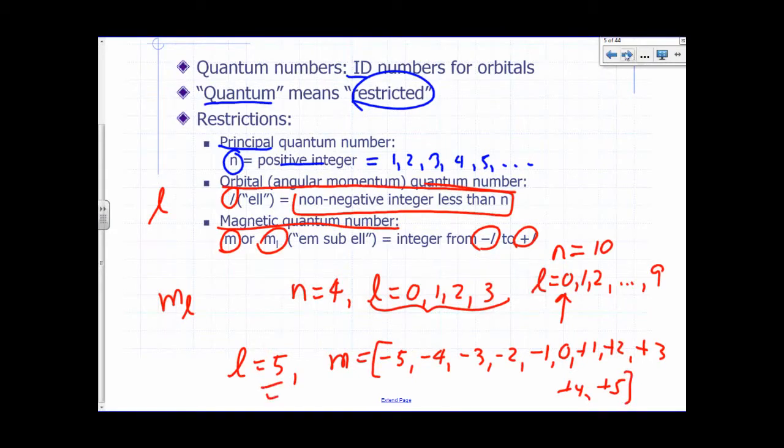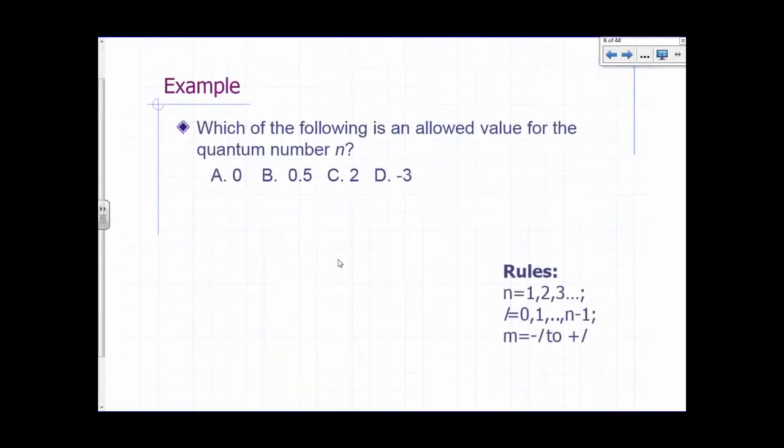All right. So let's see if you got those rules. Here's a summary of the rules. Okay. n must be a positive integer. l is a non-negative integer that's less than n, so from 0 to n-1, and m goes from -l to +l. So which of the following is an allowed value for the quantum number n?